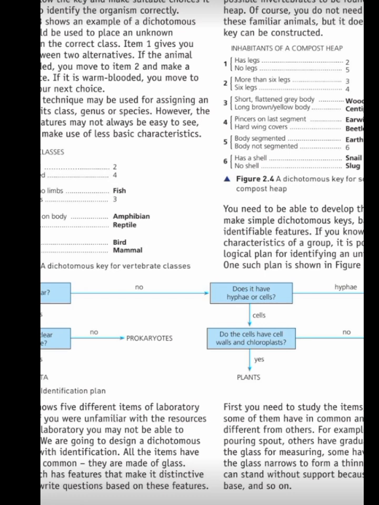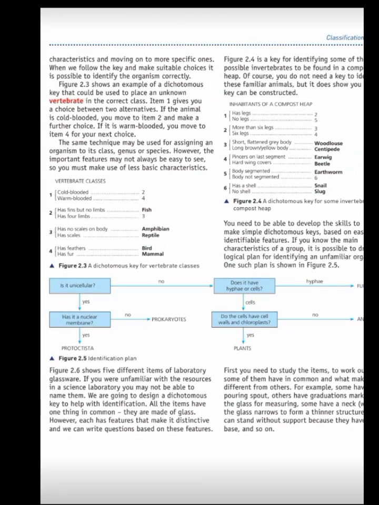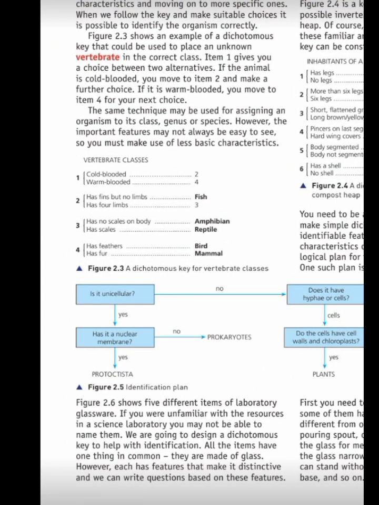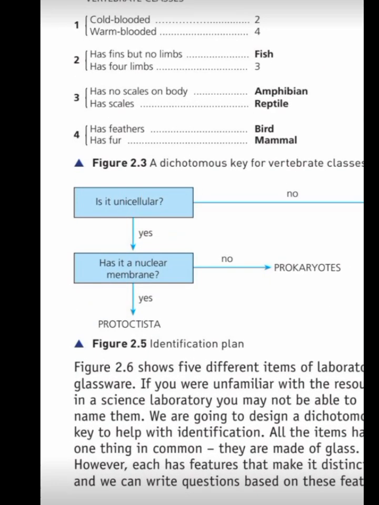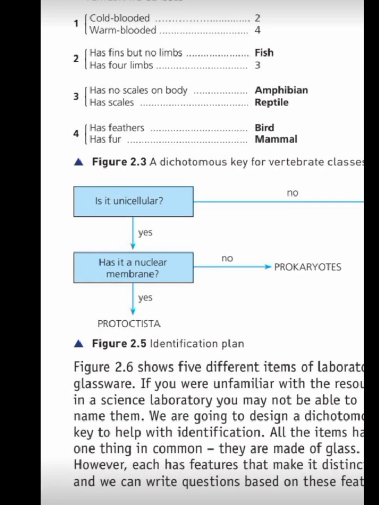Now we are moving to a very important point, that is about the identification plan. This diagram is used as a general plan for identifying organisms. Here is the first question: is it unicellular? If yes, then we have to check the nucleus. If it has a nuclear membrane, then it is called a protoctista, and if it has no nuclear membrane, then it is known as a prokaryote.